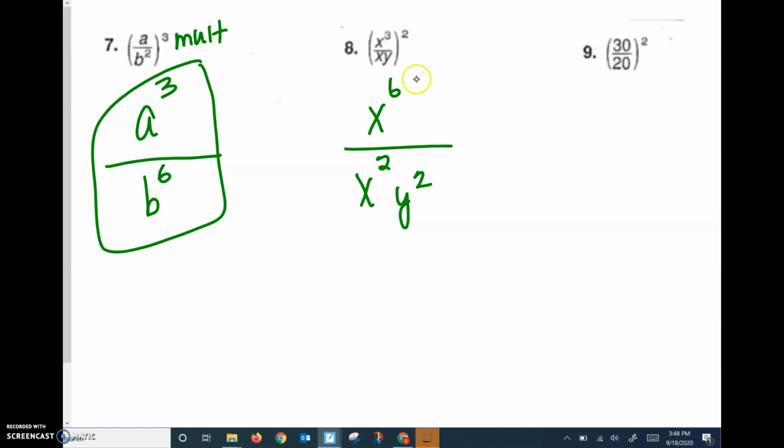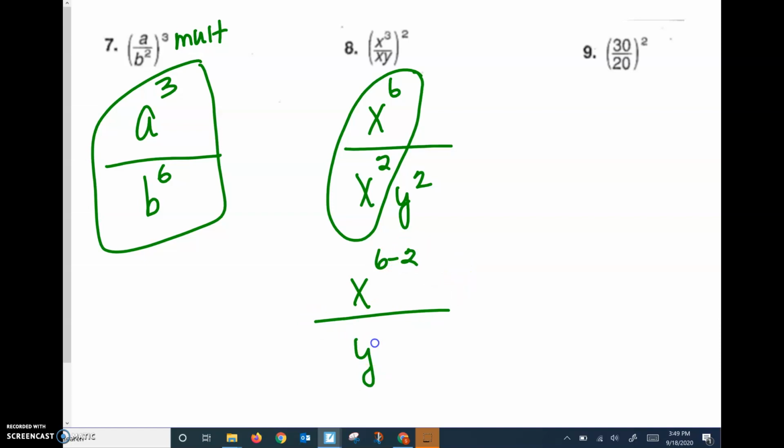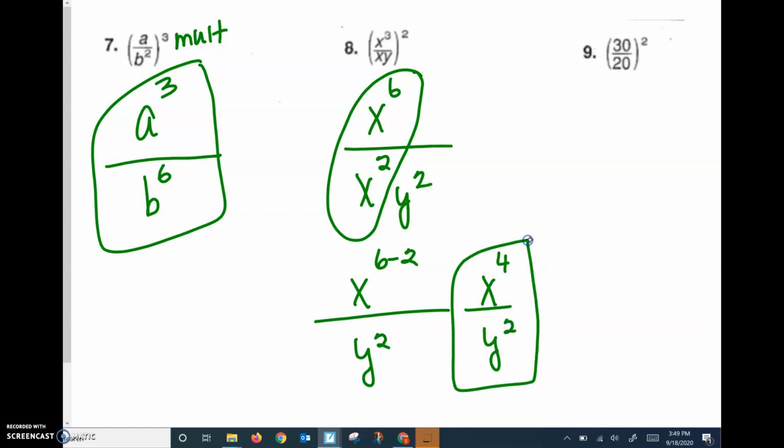But when you look at number 8, we have an x on top and an x on the bottom. So remember, when it's written like this, we have to subtract our exponents. So we have x to the 6 minus 2, and you still leave that y to the second. So 6 minus 2 is 4. So we're going to have x to the 4th over y to the 2nd. That is going to be your final answer. So you always have to simplify.